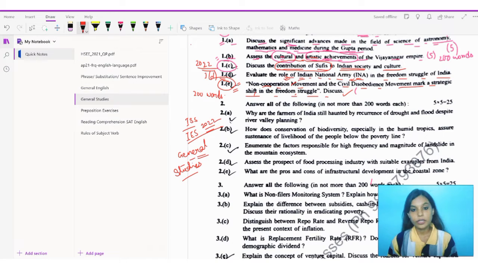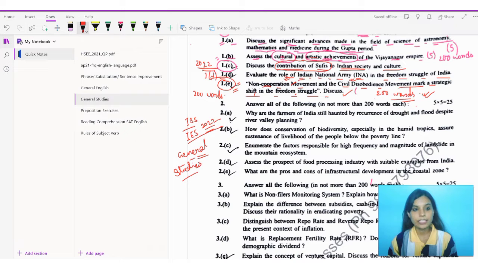Before going over to the discussion of the answer, I would like to tell you that here you need to write in 200 words. So you need to cling to this word limit. You cannot exceed it. Here I'm going to tell you about certain points that you need to incorporate in your answers, and definitely you can score good marks if you do that.